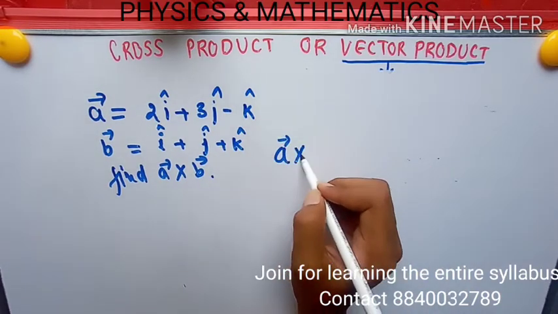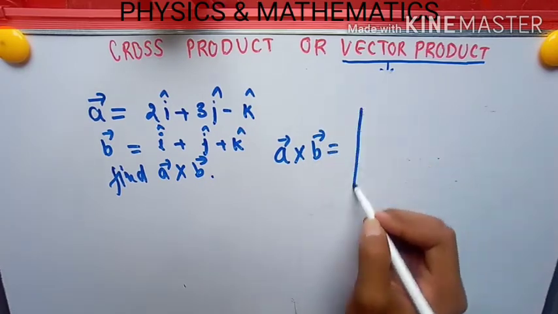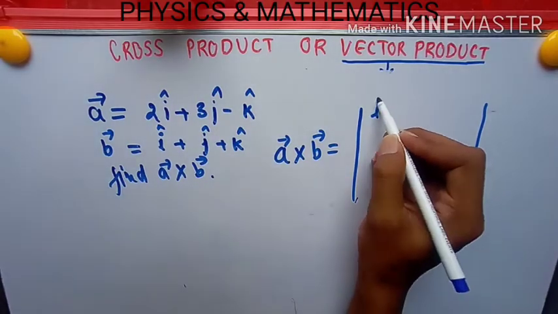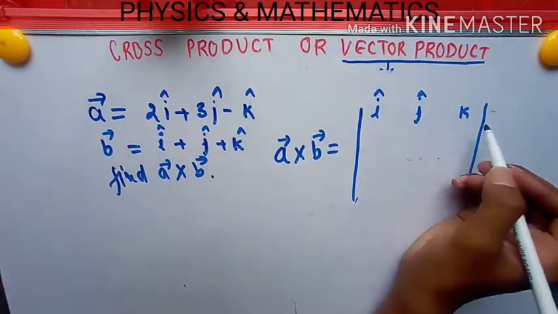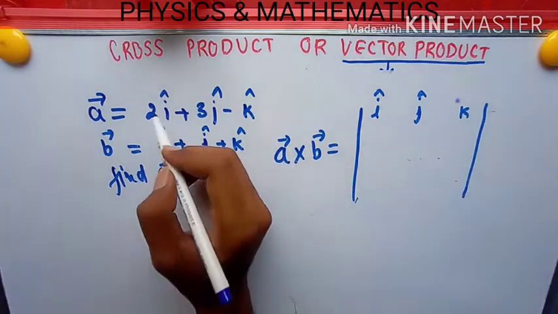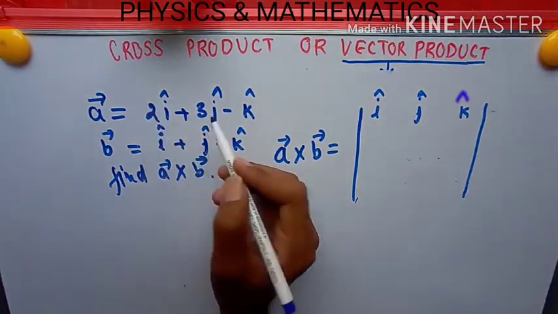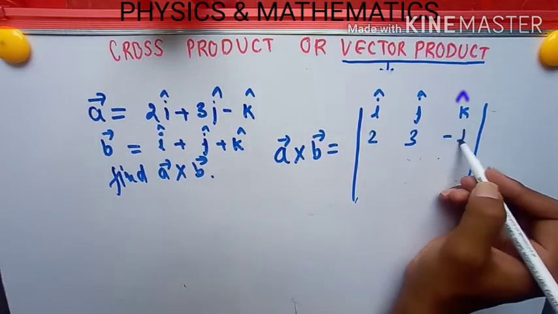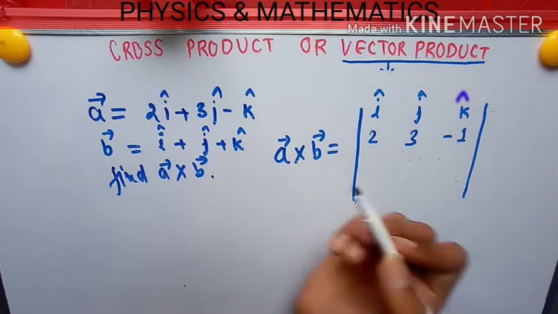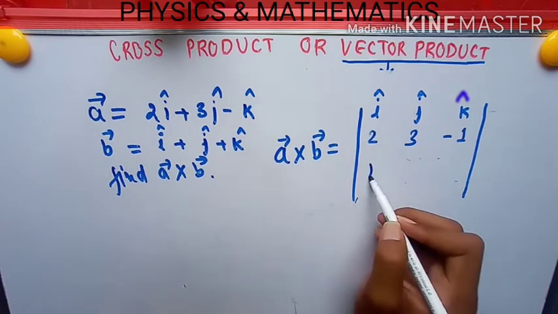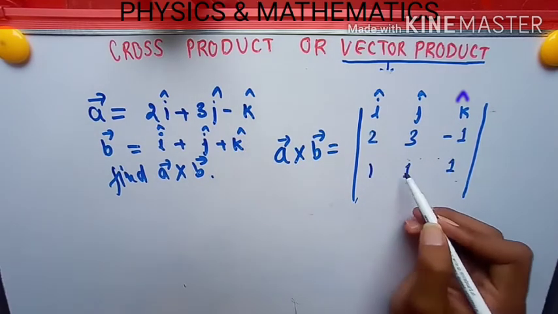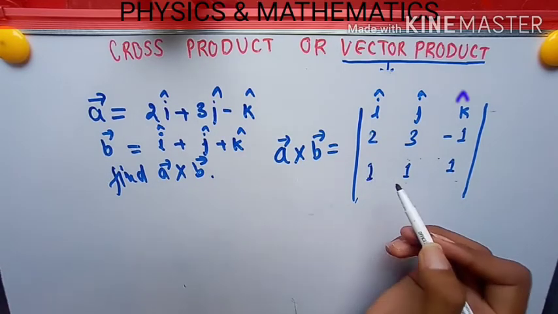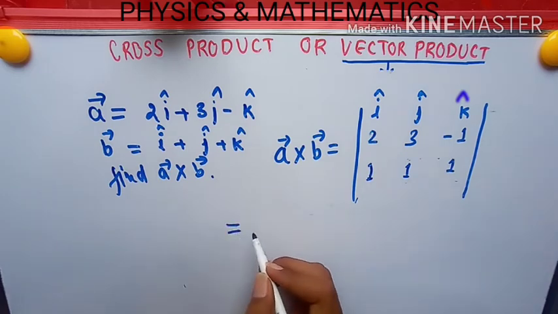So you have to write a cross b, then thereafter you have to put this sign. This is the sign of determinant, and thereafter i, j and k. Then for the a vector you have to write the coefficients only, leaving the i, j and k. So 2, 3 and minus 1. You have to write the sign also. Thereafter the second row: 1, 1 and 1. I have chosen a very simple example so you can understand cross product. So let me see what will happen.